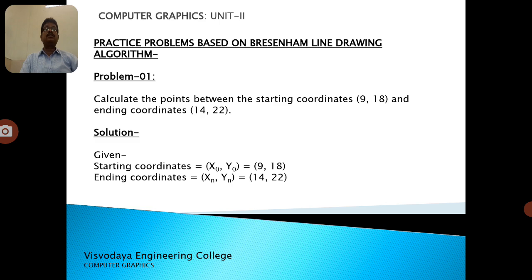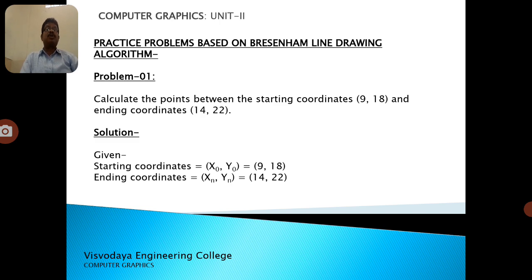Now we are going to explain this algorithm with a practical example, because with given coordinates it is very easy to understand the concept. When we take the example, the algorithm takes different criteria for drawing a line on the screen. In this practical example, we take the starting coordinates as 9, 18 and the ending coordinates as 14, 22. That is the given problem.